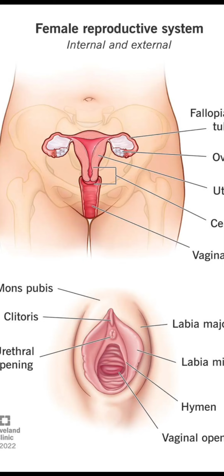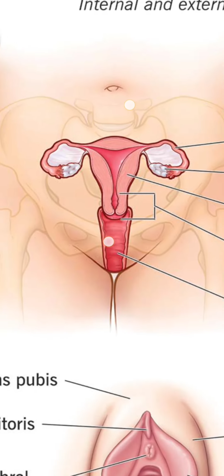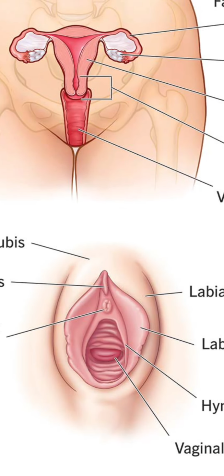The topic which we are going to discuss is about female reproductive organs. So what are female reproductive organs? They are a set of organs which help in female reproduction. They are of two types: internal reproductive organs and external reproductive organs. See, this is the internal reproductive organ and this one is the external reproductive organs.